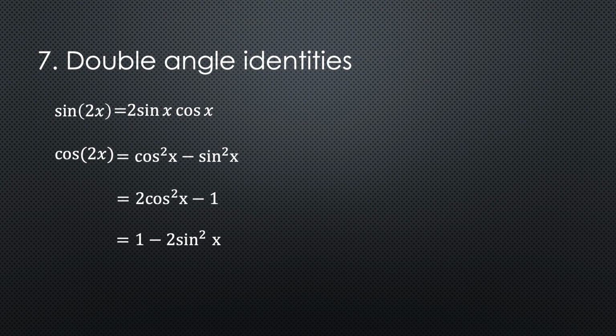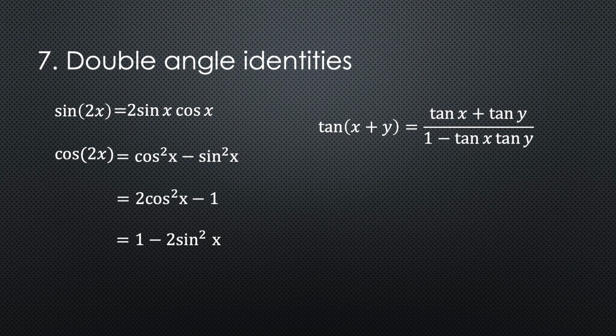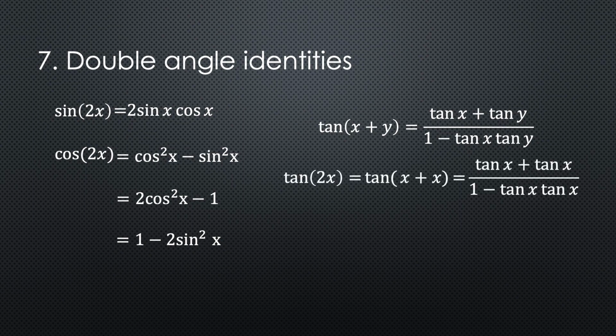We can use the same method to derive the formula of tan 2x. Tan x plus y equals tan x plus tan y, over 1 minus tan x tan y. 2x is x plus x. Then replace y with x. We now have tan 2x is equal to 2 tan x over 1 minus tan squared of x.